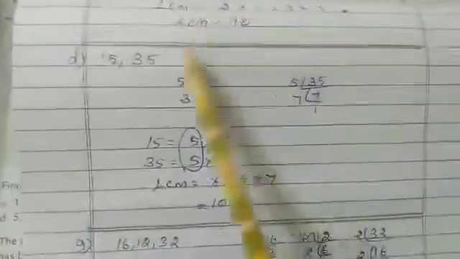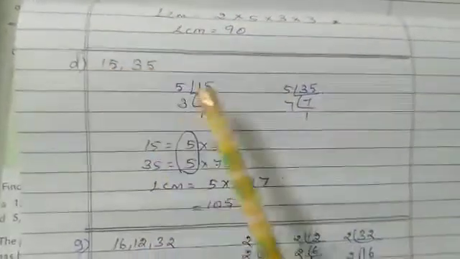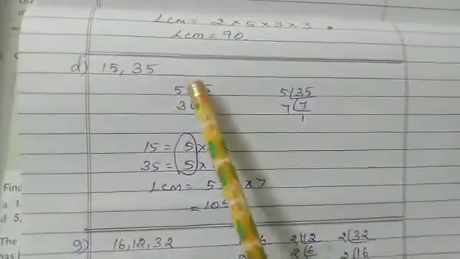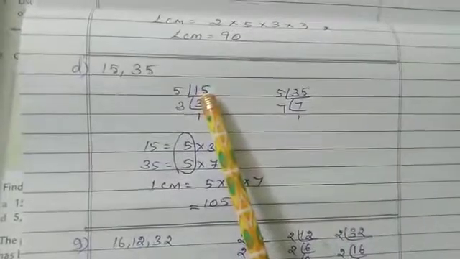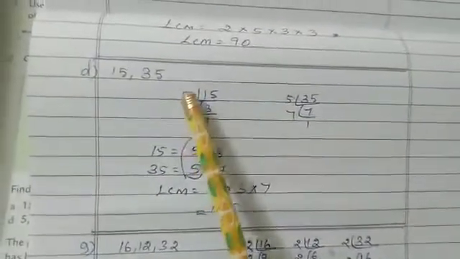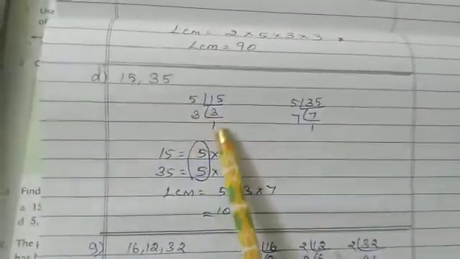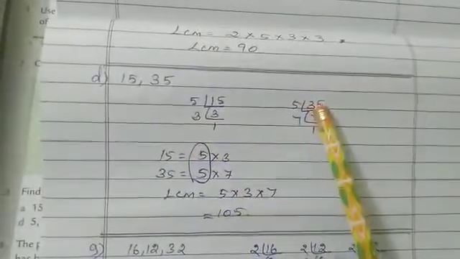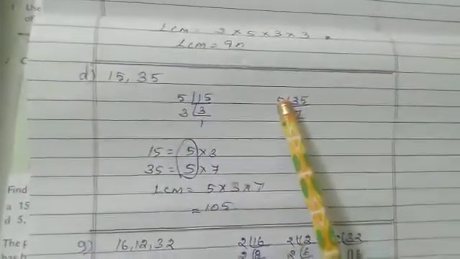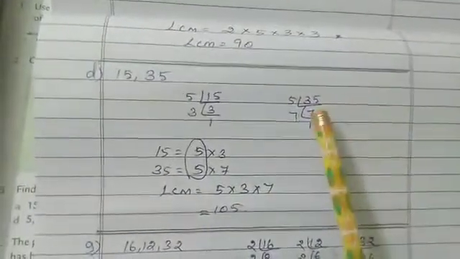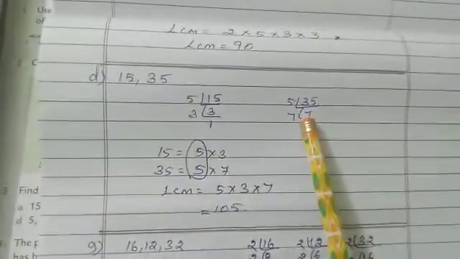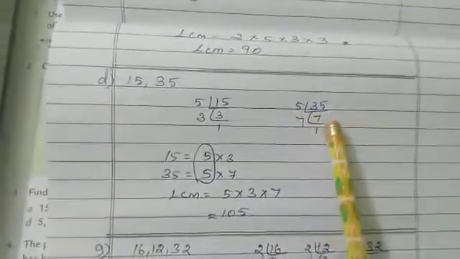Next, D sum: 15, 35. For 15, how will we take the LCM? See the last digit is 5, so we can take the 5 table. 5 3s are 15. Then 3, only the 3 table will come. So 3 1s are 3. Here 35, the last number is 5, so we can take the 5 table. 5 7s are 35. Then 7 is a prime number, so only the 7 table will come. So 7 1s are 7.